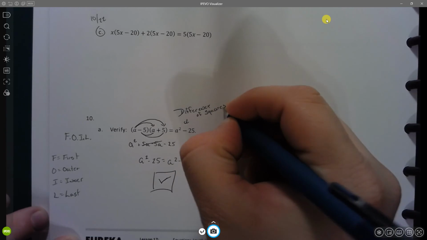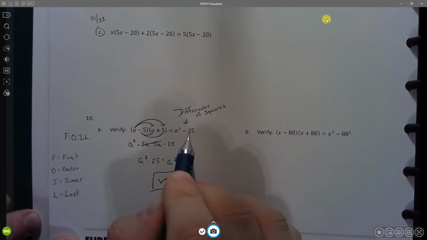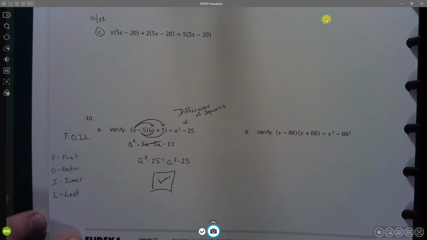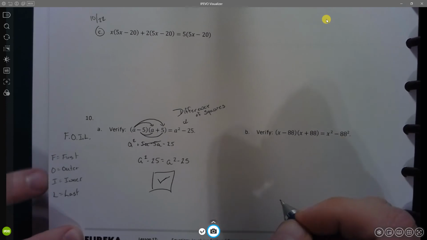What do you mean, Mr. Hale? Well, a squared is a squared, and 25 is the same as saying 5 squared. This is what you call difference of squares. Okay? So let's verify this one here. Same thing, first, outer, inner, last.